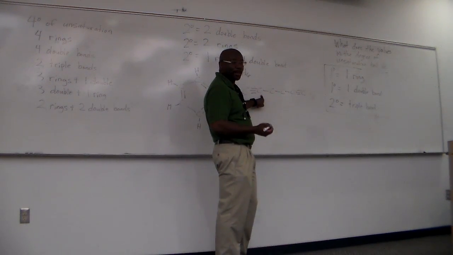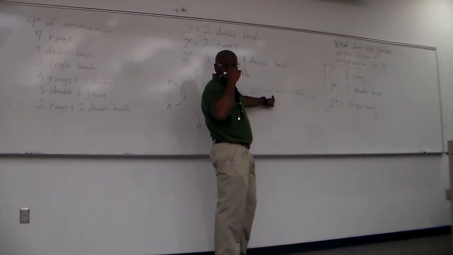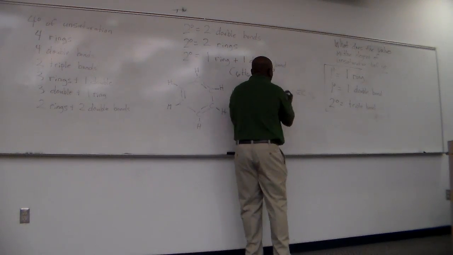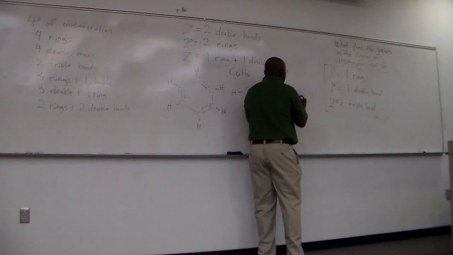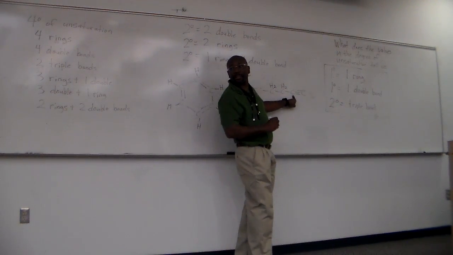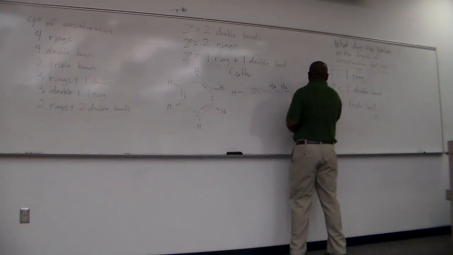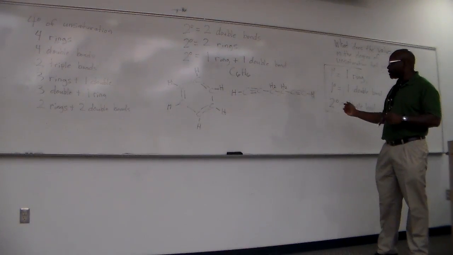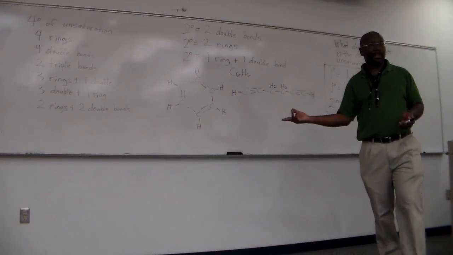It already has 4. Do we add a hydrogen? No. Look at the next carbon atom, how many bonds show? 2. We need to add 2 hydrogens. Next carbon atom, 2, so 2 hydrogens. Next carbon atom, 4 bonds with no hydrogen. And this one we add 1 hydrogen. That molecule has 6 carbon atoms, 6 hydrogens, and it also has 2 triple bonds.